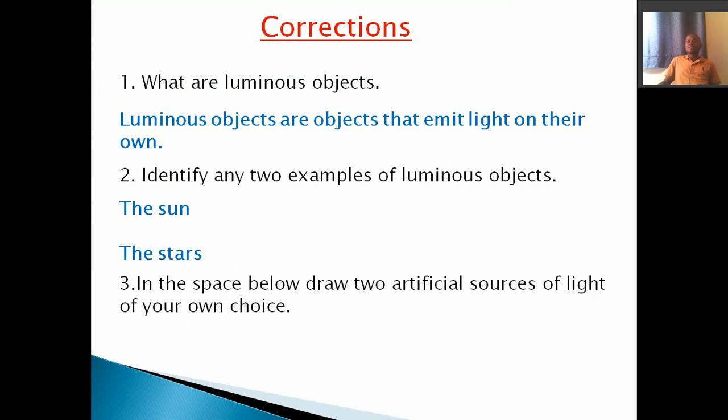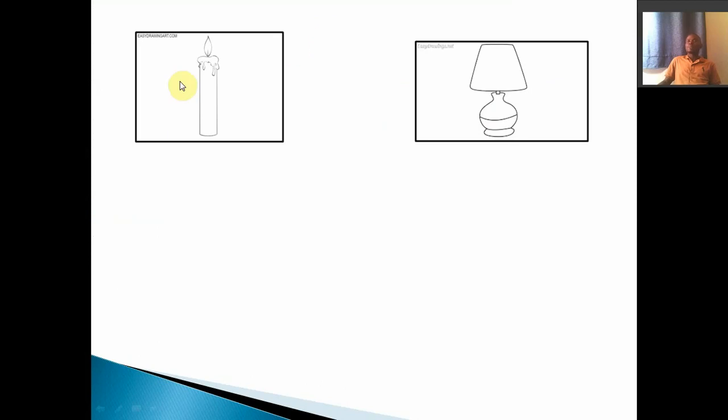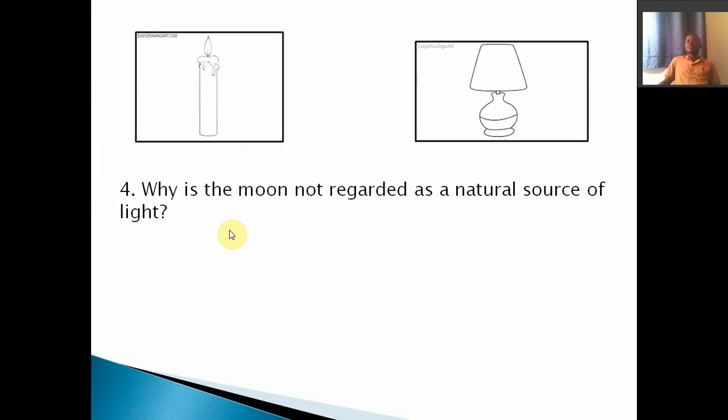Then number three was saying, in the space below, draw two artificial sources of light of your own choice. So for me, I chose these ones here. I drew a candle and I also drew an electric lamp. Then number four was saying, why is the moon not regarded as a natural source of light? It reflects light from the sun. That is the reason why it is not regarded as a natural source of light.